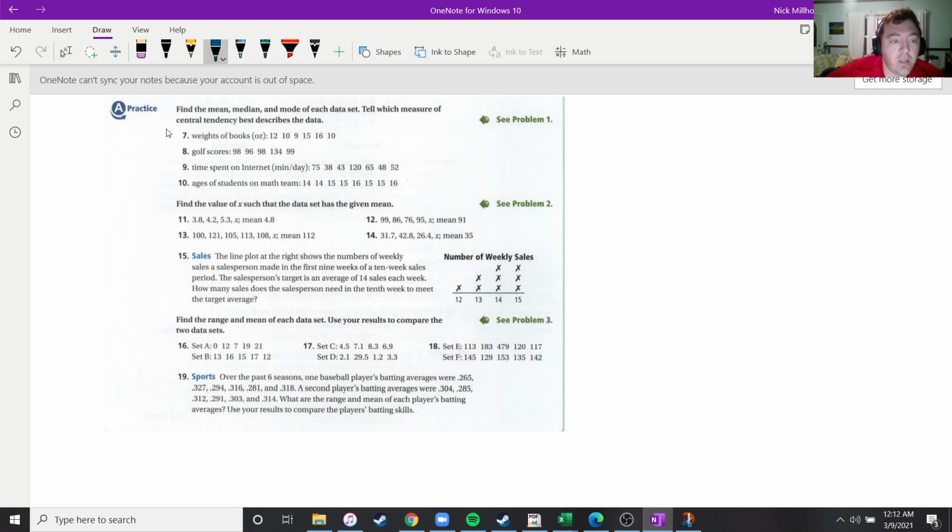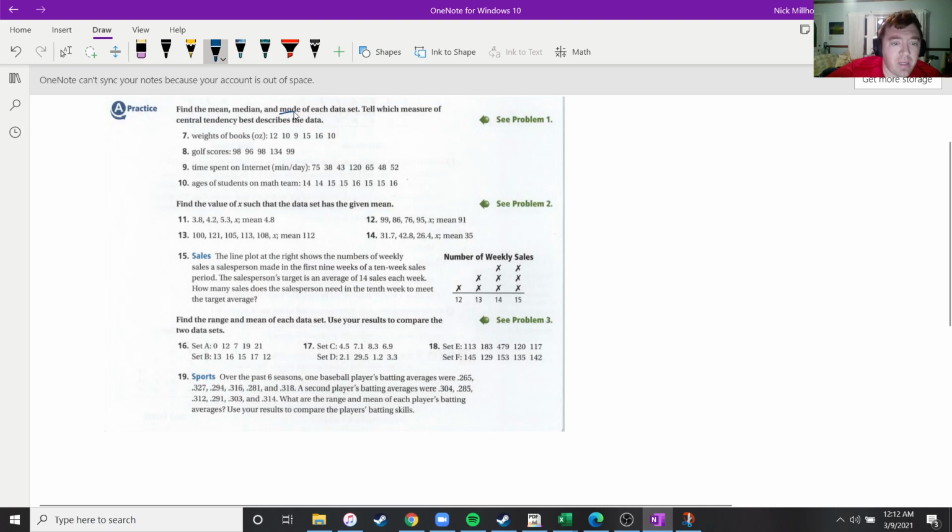I know that you guys are working on measures of central tendency. For the most part, these are probably things that you might have seen before. Some of the questions might be a little bit different, so I wanted to go through some of them. First off, we'll go through finding the mean, median, and mode of each data set. We'll start off easiest to hardest there.